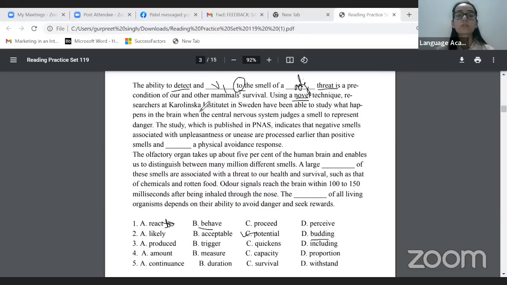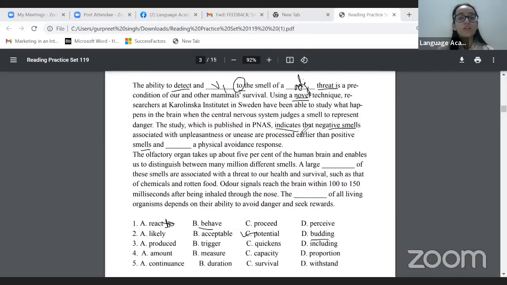Using a new technique, researchers at this institute have been able to study what happens in the brain when the nervous system judges a smell to represent danger. The study indicates that negative smells associated with unpleasantness or unease are processed earlier than positive smells, and dash a physical avoidance response. How to read sentences?